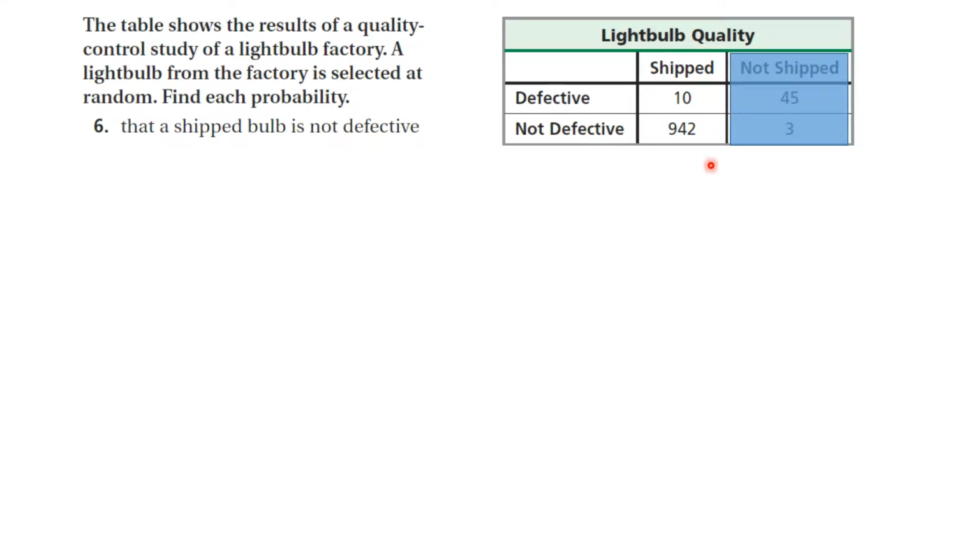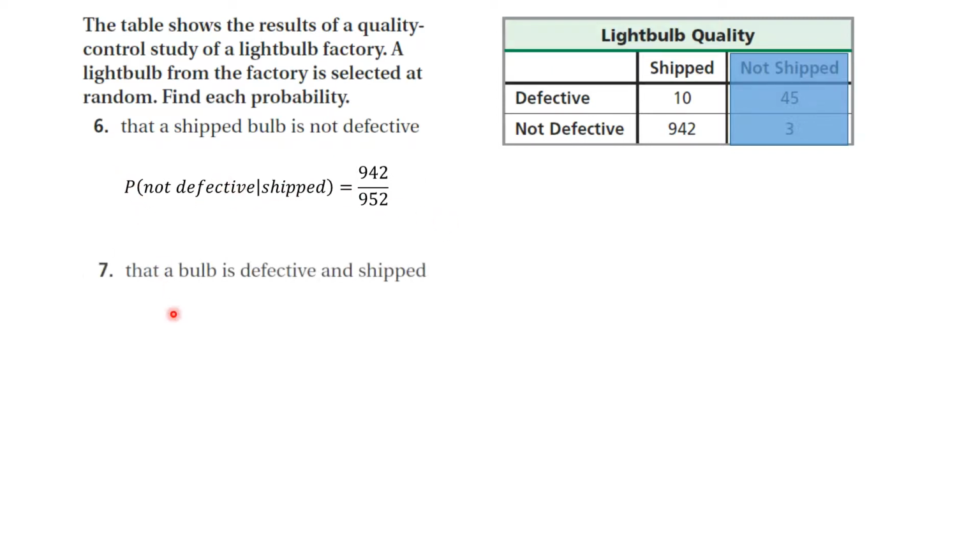So we know it's shipped. What's the probability it's not defective? How many not defective bulbs do we have? 942. Over how many total shipped bulbs do we have? Add these together, 952. And you could reduce that.